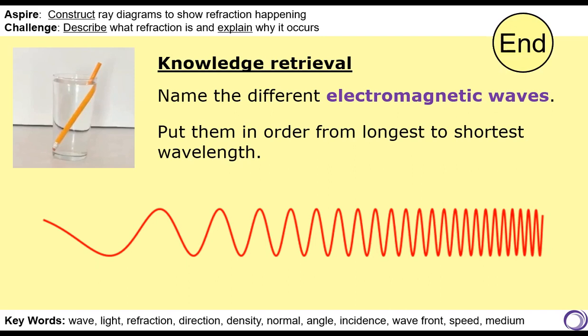Okay, let's see how you did. Grab your red pens and tick off the ones that you got right. So the first wave in the EM spectrum, which has the longest wavelength, is radio waves. Then it's microwaves, infrared, visible light, so this is the light that we see, ultraviolet, X-rays, and gamma rays. So give yourselves a mark out of 7 for listing the electromagnetic waves.